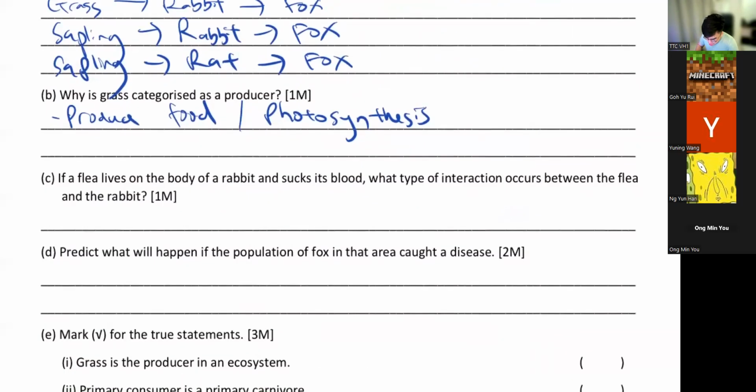All right. Okay. So what relationship is this? If a flea lives on you, if you have kutu, okay. No sound. Okay, then that's good. Right, because my place is quite noisy. So flea is kutu. So this is parasitism.